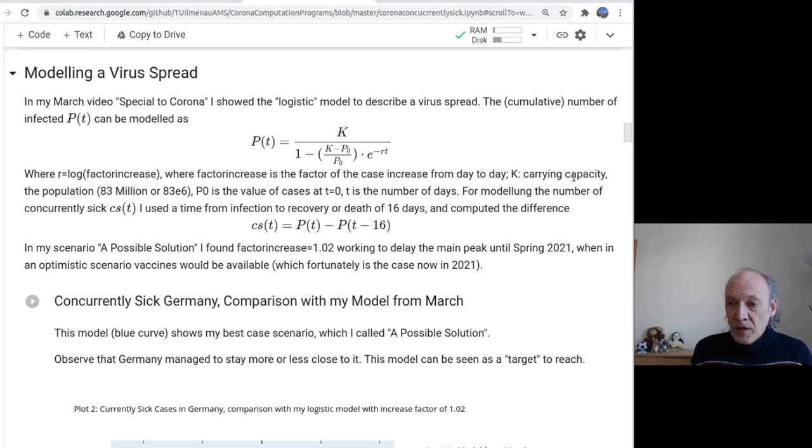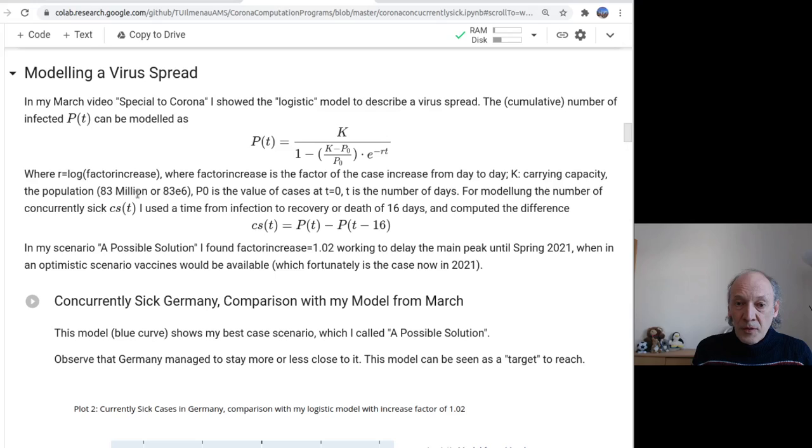Then k is the carrying capacity. In the case of Germany, this would be 83 million or 83E6 in scientific notation. Then P0 is the number of cases at the starting date, t equals 0. And t is the number of days. And for modeling the number of concurrently sick, CS of t, I used the time from infection to recovery or death of 16 days, which we just saw, and computed the difference, right? P of t minus P of t minus 16. So this difference is the number of concurrently infected.